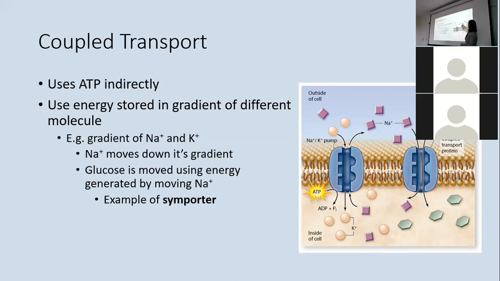Now, the second protein is pulling two different things, sodium and glucose, inside the cell in the same direction, so it's an example of a symporter. The sodium potassium pump is an antiporter, moving sodium and potassium in opposite directions. This protein that's using that gradient is moving sodium and glucose in the same direction, making it a symporter. All right, we've got two examples here: one that's using ATP directly, and one that is indirect active transport, relying on the other protein's use of ATP.